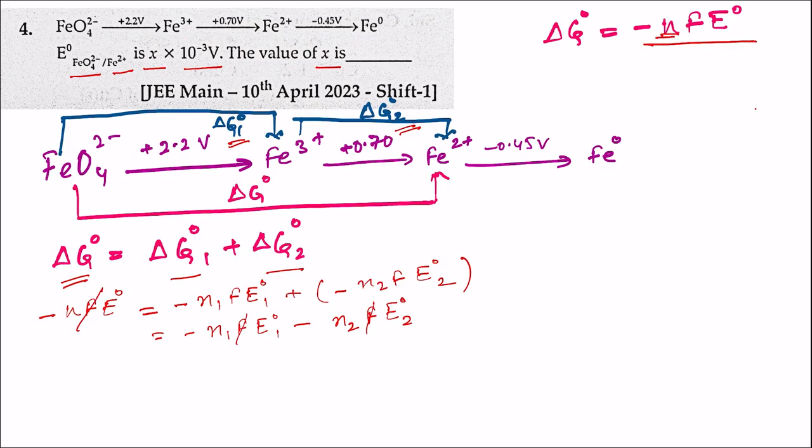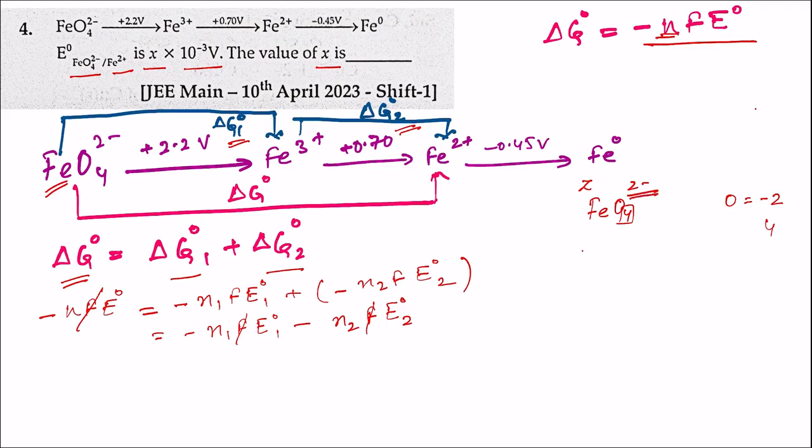To find the value of N, first you have to calculate the oxidation state of iron in FeO4 2-. For that, assume that the oxidation state of iron in FeO4 2- is Z. Oxidation state of oxygen is -2. Number of atoms of oxygen is 4. So, the overall charge on FeO4 is 2-.